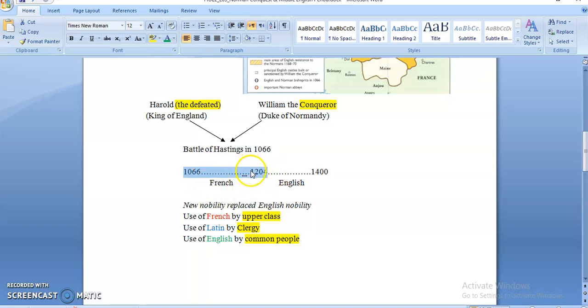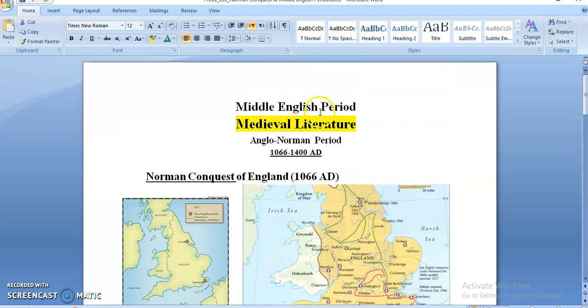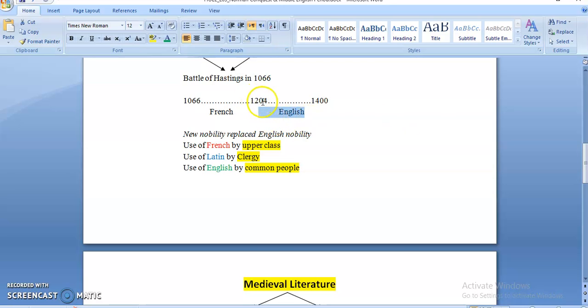However, after Normans lost Normandy, they turned towards English, and they started speaking English. So around 1250, or during the 13th century, English got its hold back. So the literature we are going to study is known as medieval literature or the Middle English period. This literature was written just during this period, from this to this.